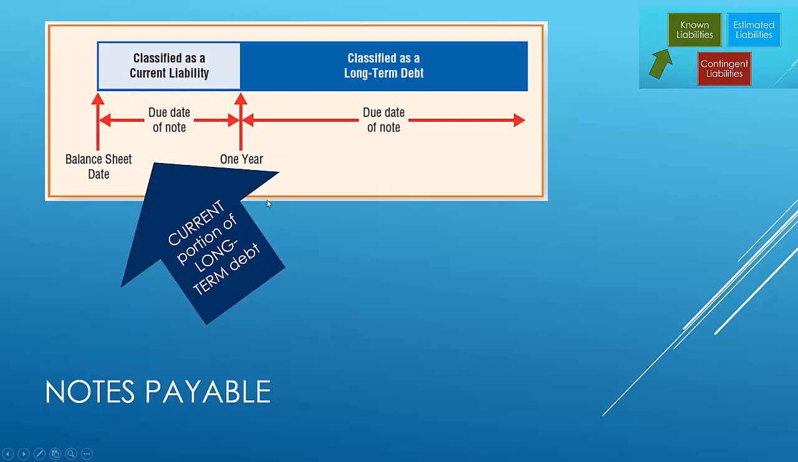I've drawn a little map here, so hopefully this helps. The current portion of a long-term debt would be what was due in that current year, because remember, we take it on a yearly or an operating cycle, so that's the current portion of our liability. Whatever the current portion of that long-term debt is would be considered that current liability, and then everything else would be listed as the long-term debt.